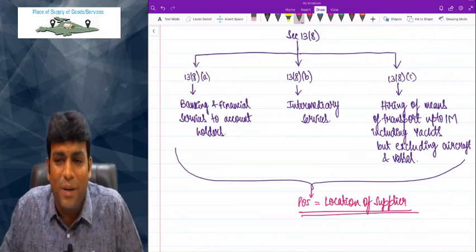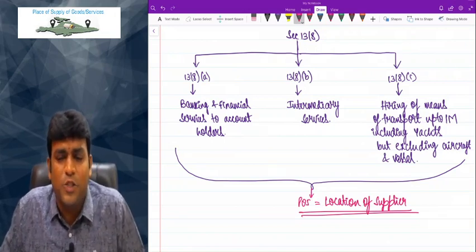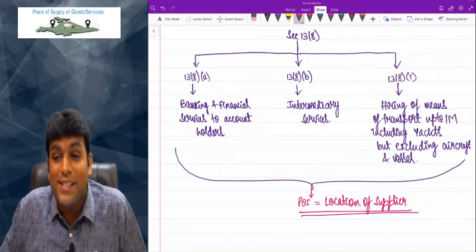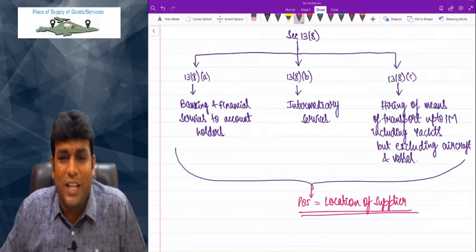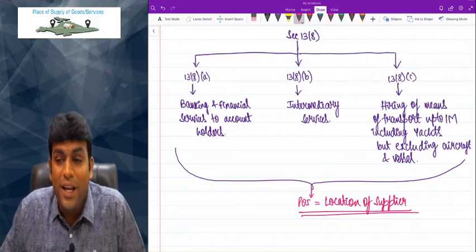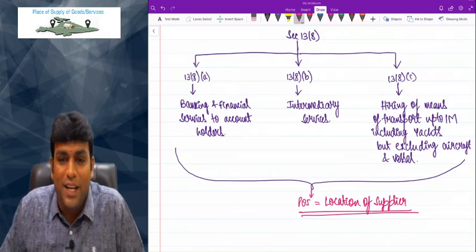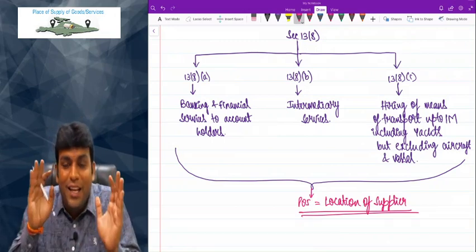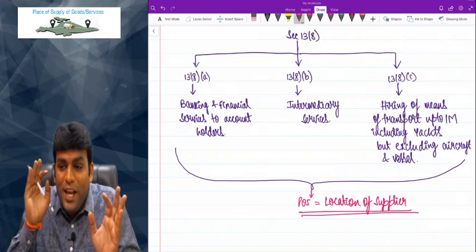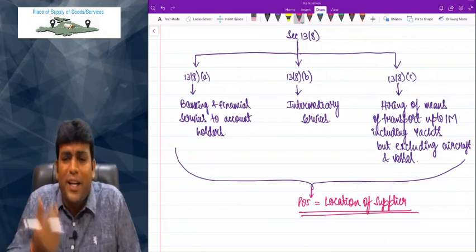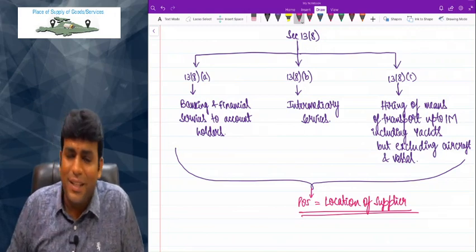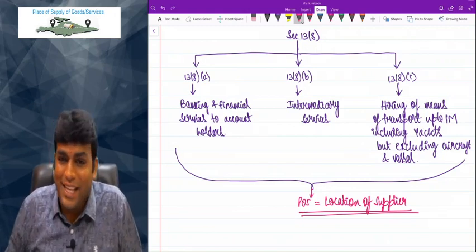Now, what are the 3 cases? Number 1, banking and financial services to what, my dear friends? Account holders. Second, intermediary services acting as a broker or facilitator. Last one, hiring of means of transport up to a period of 1 month, including yachts. Yachts also covered, but excluding aircraft and vessel. So if it is aircraft and vessel, then 13.8 will not apply. If 13.8 will not apply, we will go back to the general rule, that is nothing but 13.2. Make sense?